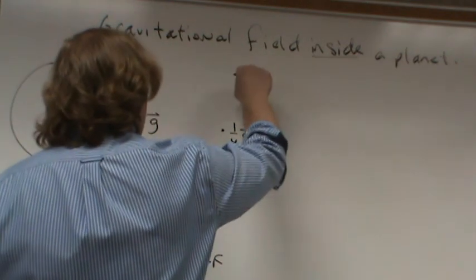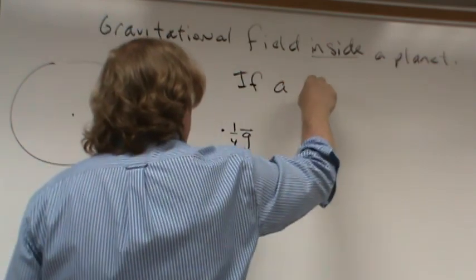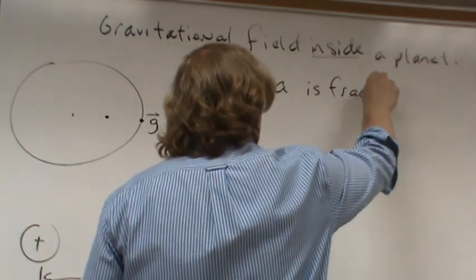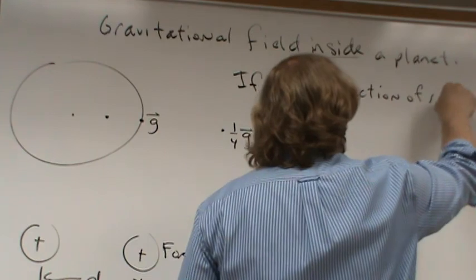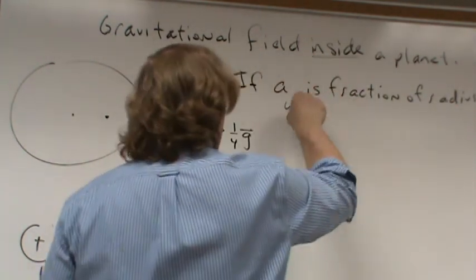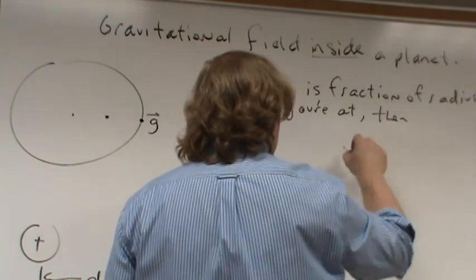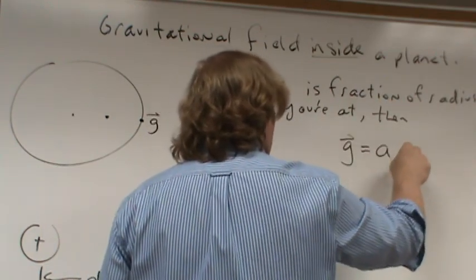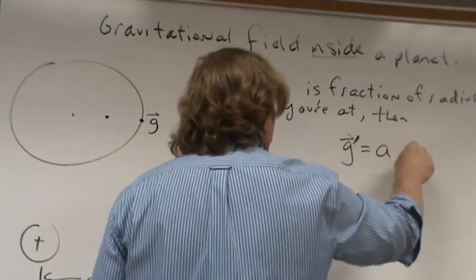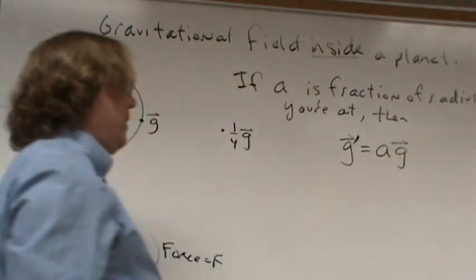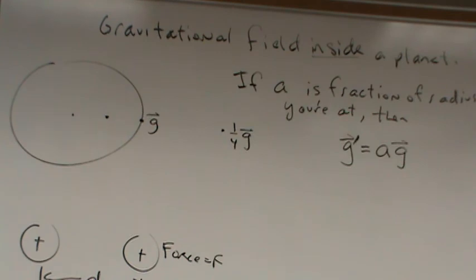If a is the fraction of the radius you're at, then the new gravitational field becomes a times the gravitational field at the surface. And I'm going to show you why on Monday, because it's actually interesting. It's called Newton's theory of shells, or Newton's theorem of shells. I think it's interesting enough to show you.